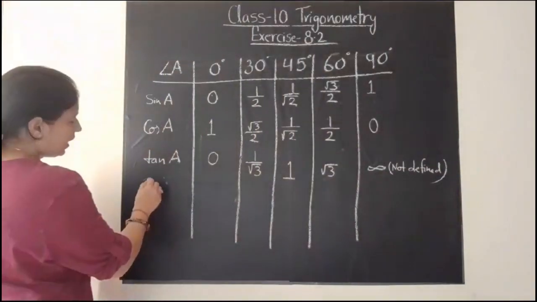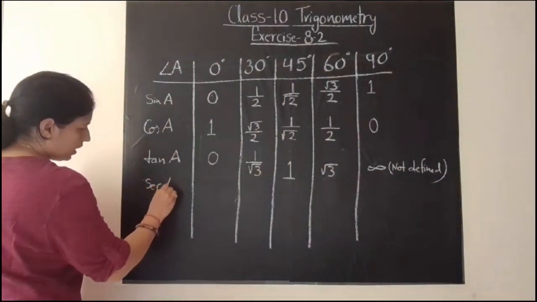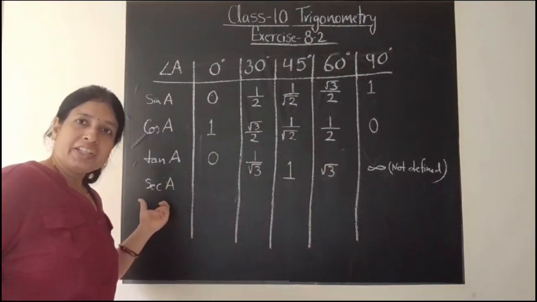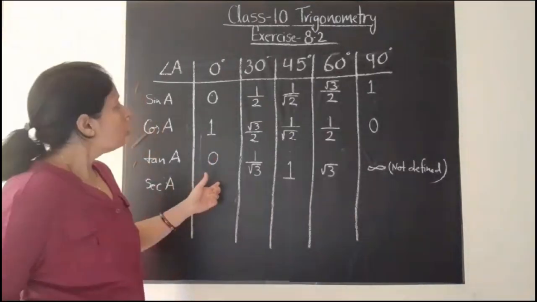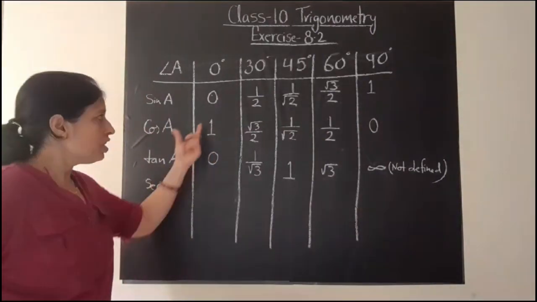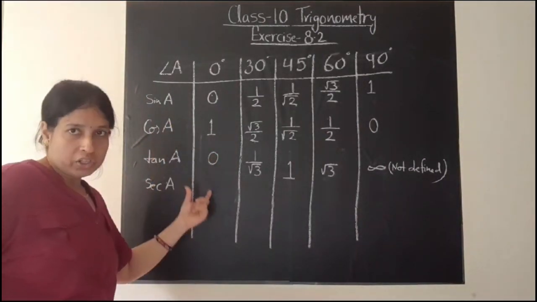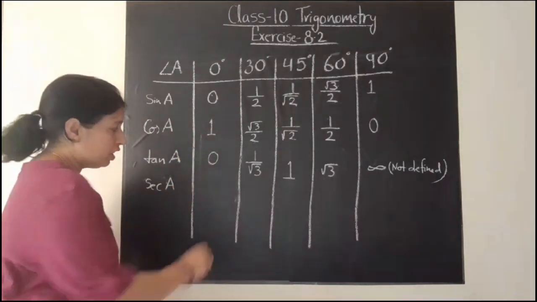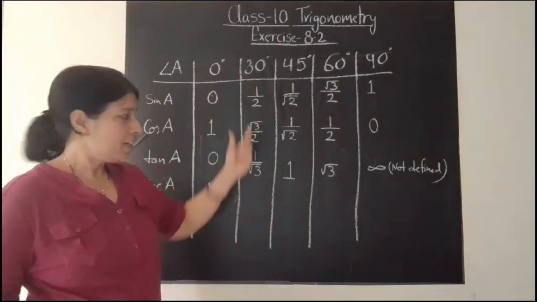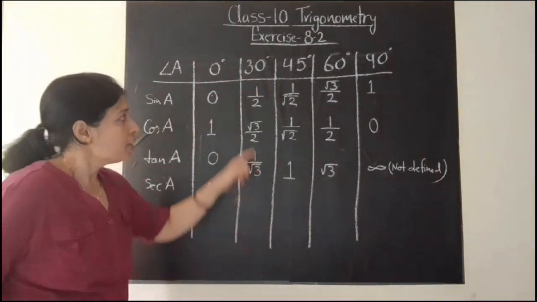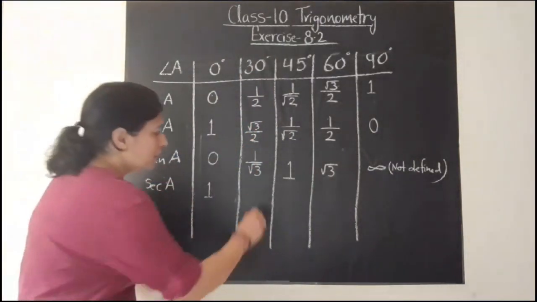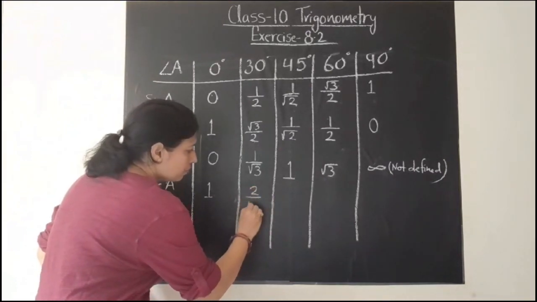After that sec A. What will be sec 0? You know that sec A is equal to 1 by cos A. So cos 0 is equal to 1. So sec 0 is equal to 1 by cos 0, so 1 by 1. So it will come 1. Then sec 30 degree means 1 by cos 30 degree. Cos 30 degree is root 3 by 2. So sec 30 degree will be 2 by root 3.